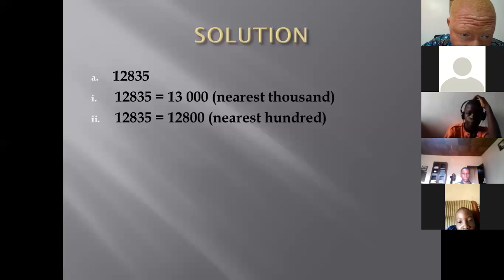Okay, so let us see 12,835. We're writing it as 12,800 to the nearest 100. Now, why is it going to be 12,800? If you check the tens value place, you have 3. And 3 is less than 5. So it means that we're going to round it down. It cannot match up, so it has to become 0.